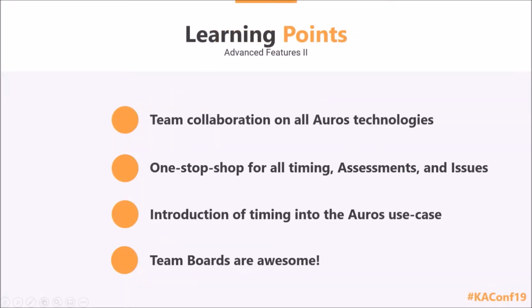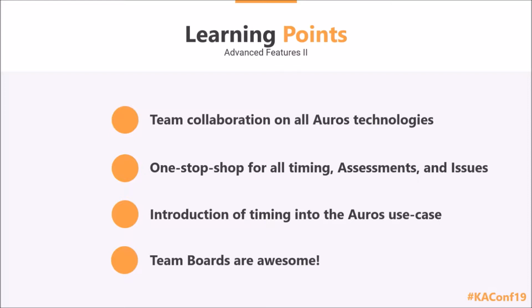Let's get into it. Okay, Sean, let's go over our learning points for the Advanced Features 2 session. They are team collaboration on all Auros technologies, which is kind of what the team board does. It brings together a whole bunch of the important Auros technologies into one collaboration point. It's a one-stop shop for all timing assessments and issues, kind of restating the first point a little bit. And it introduces this aspect of timing and logical program timing, useful in program management, to the general portfolio of Auros use cases. And lastly, Sean, I'm going to let you handle this one. Team boards are awesome. There you go. That's the most important one.